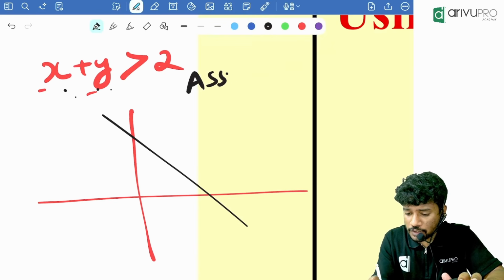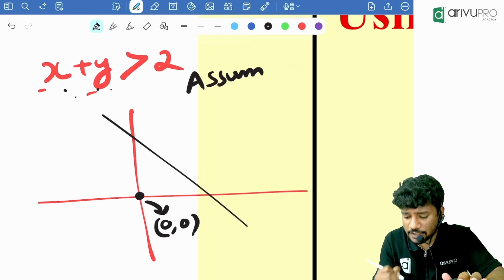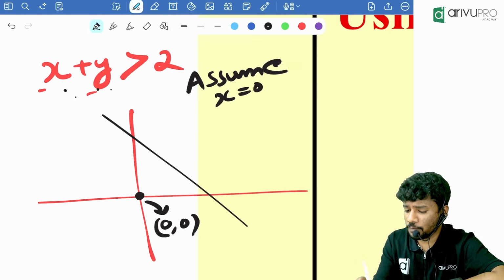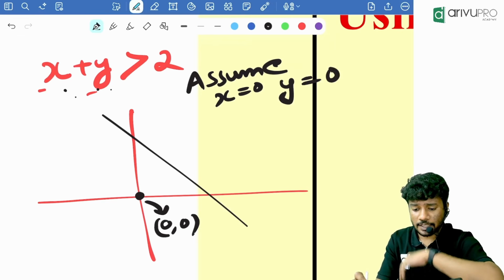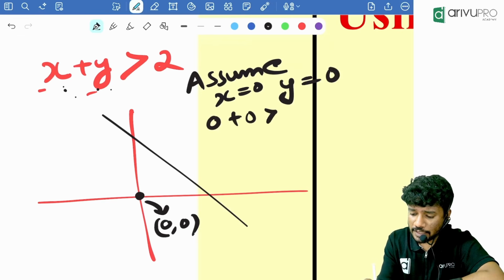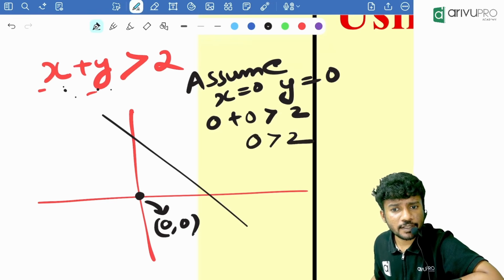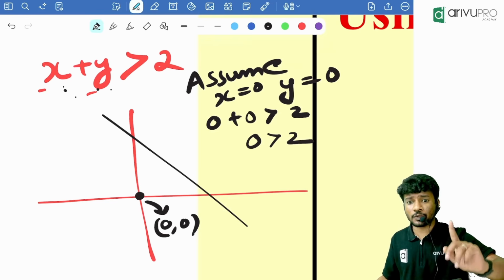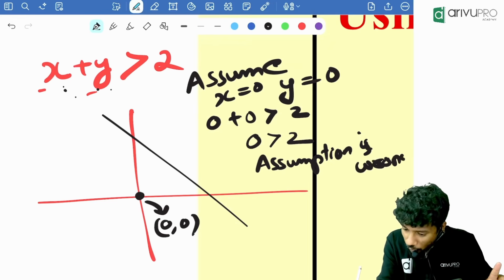Assume a point like the origin. The origin point is what? 0, 0. That means x is equal to 0, y is equal to 0. Everyone assume that way? That means 0 plus 0 is greater than 2. That is, 0 greater than 2. People, is 0 greater than 2? No, 0 is less than 2. That means our assumption is wrong.